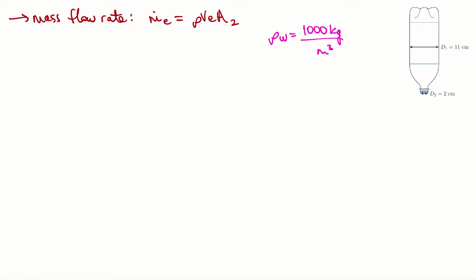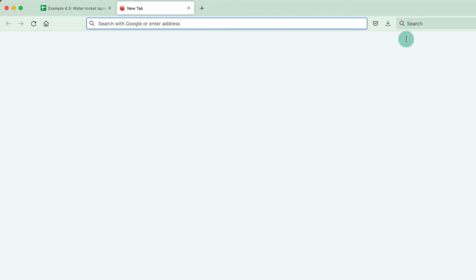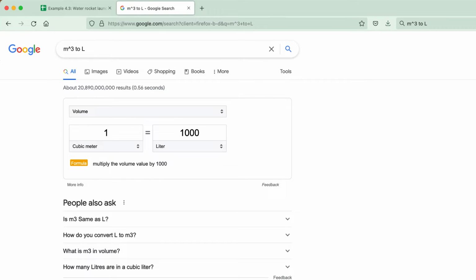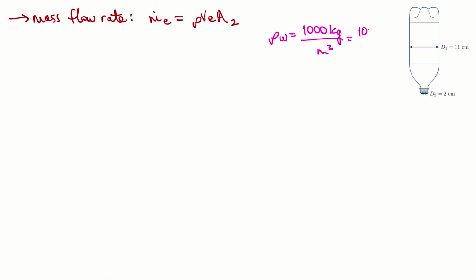And again, you can just use Google to do your conversions if you want. So we can just say meters cubed to liters. It's going to tell us that 1 meter cubed is 1,000 liters. So we'll sub that in. We have 1,000 kilograms for every 1,000 liters, which actually means we just have 1 kilogram per liter. So in a 2-liter bottle, we could fit 2 kilograms of water.